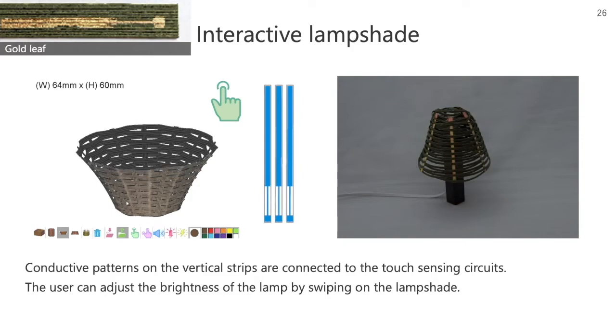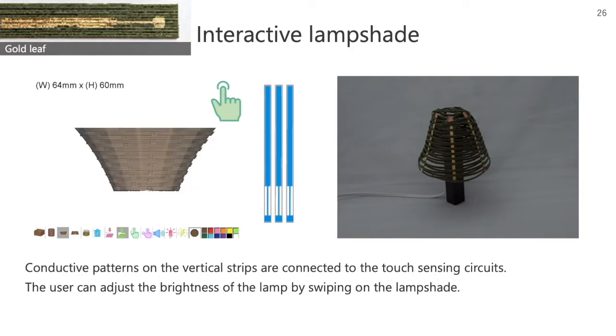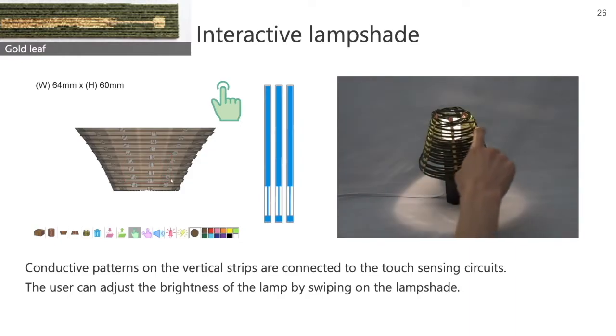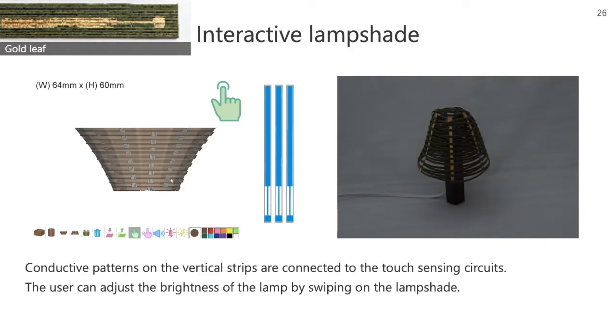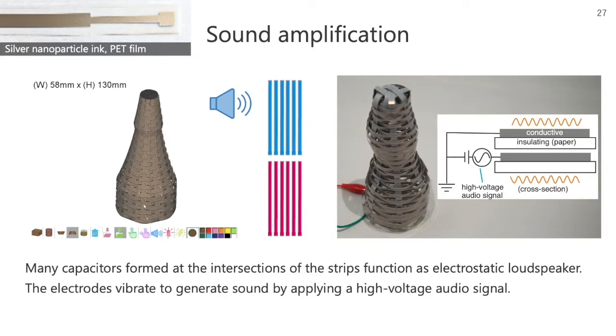We chose a cylinder as the base shape, and selected the interactive element of touch and proximity. 3 vertical strips have a conductive pattern of gold leaf, and are connected to a touch sensing circuit. When the user swipes on the lampshade surface, the lamp's brightness can be adjusted. This shows an application for sound amplification. The user can integrate an electrostatic loudspeaker into the weaving structure by alternating conductive and insulating layers. The woven strips with a conductive layer vibrate to generate sound by applying a high-voltage audio signal.